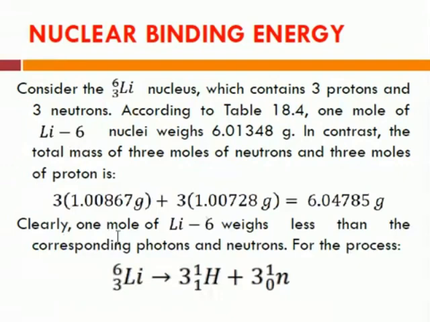So clearly, 1 mole of lithium-6 weighs less than the corresponding protons and neutrons. For the process, this is the equation. So we have lithium-6 here. This one is the atomic number. This is the symbol we're going to use for the proton. So we have positive 1 here. So we have 3 here because we have 3 protons and 3 neutrons. For neutron, we have positive 1 here and 0 here. Then multiply 3. So this is the equation.